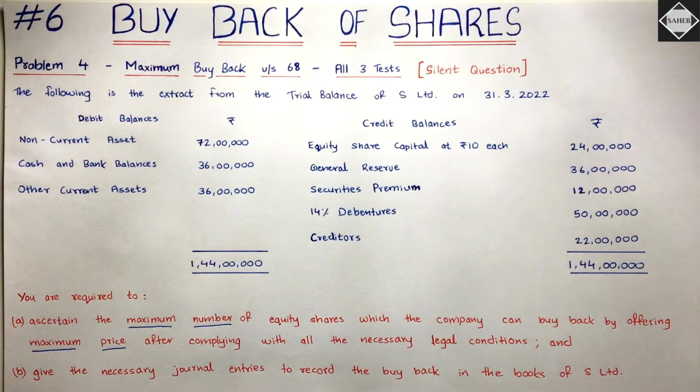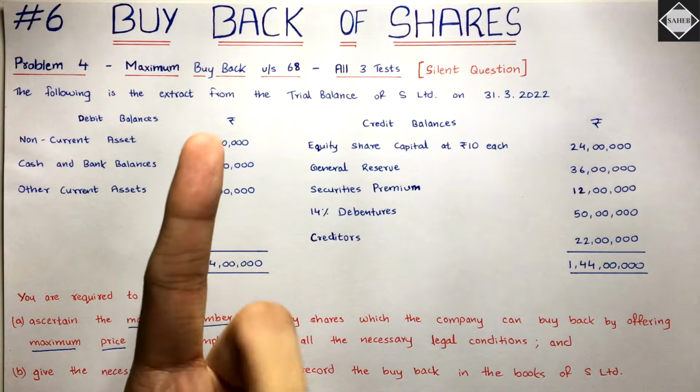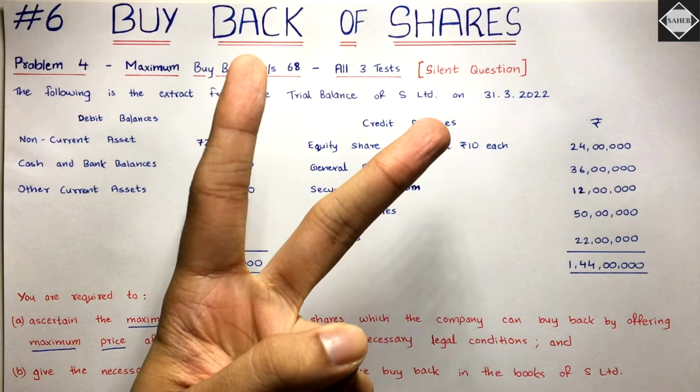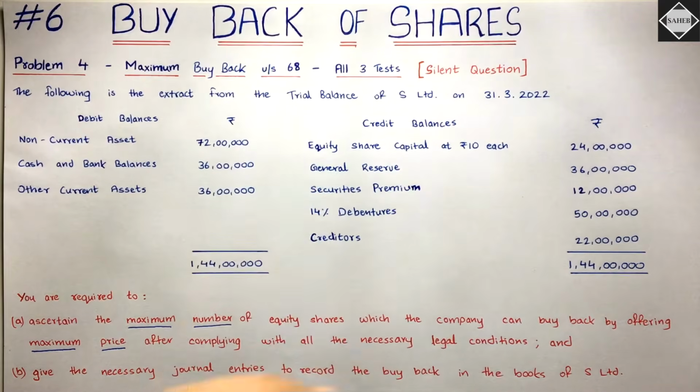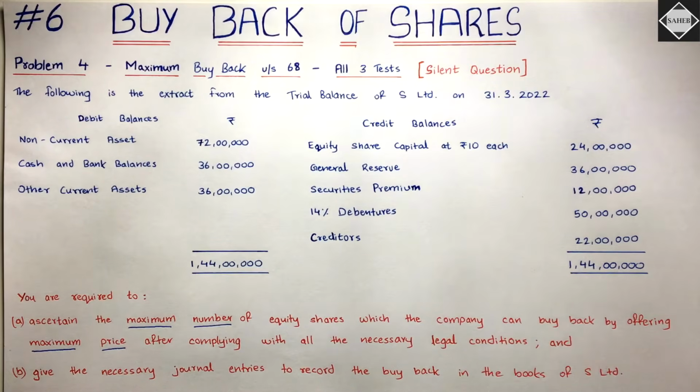Now understand properly, here they are saying maximum number of equity shares and maximum buyback price. So basically they are talking about maximum buyback. Okay, so we'll see how to do that. It's really simple, but just understand whenever the question is silent and the question is saying you have to go for maximum buyback, maximum number of equity shares, or maybe they will give you the buyback price. Okay, but here both the things are not given, so let's understand properly how to do that.